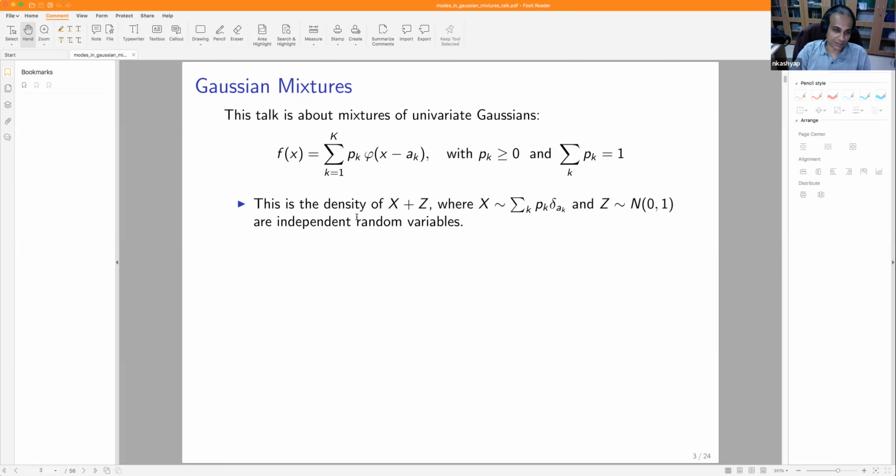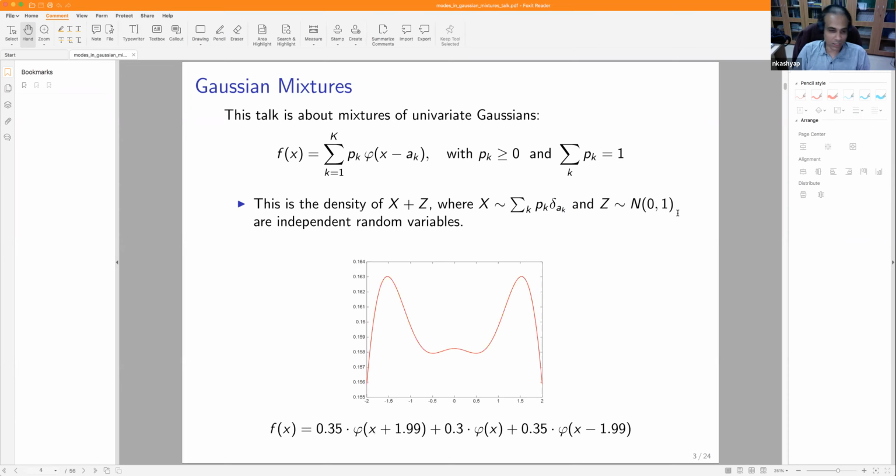Another way of putting this is that we are looking at the density of a random variable X plus Z, where X is a random variable with discrete support, which has point masses at these a sub k, and the weights assigned to those points are p sub k. And Z is an independent random variable which is standard normal, that is, mean 0 and variance 1.